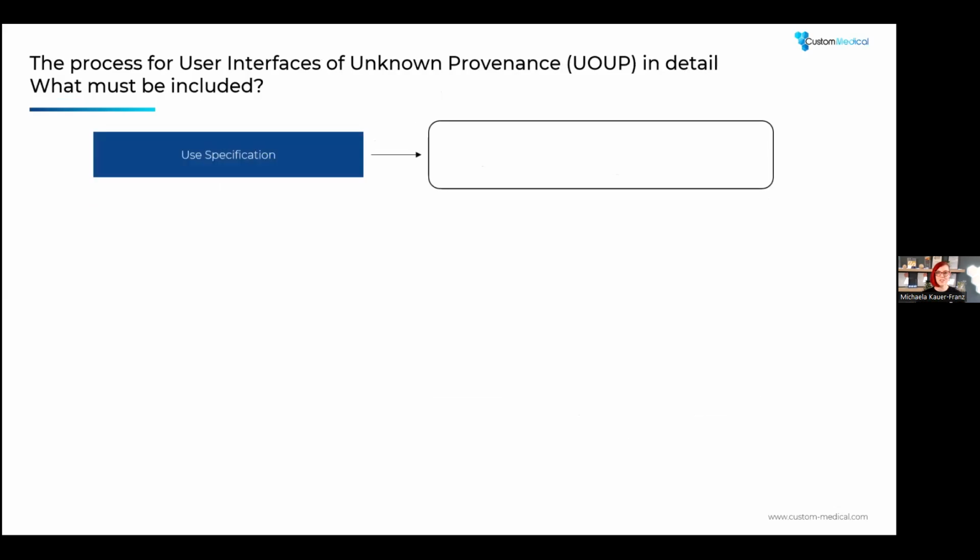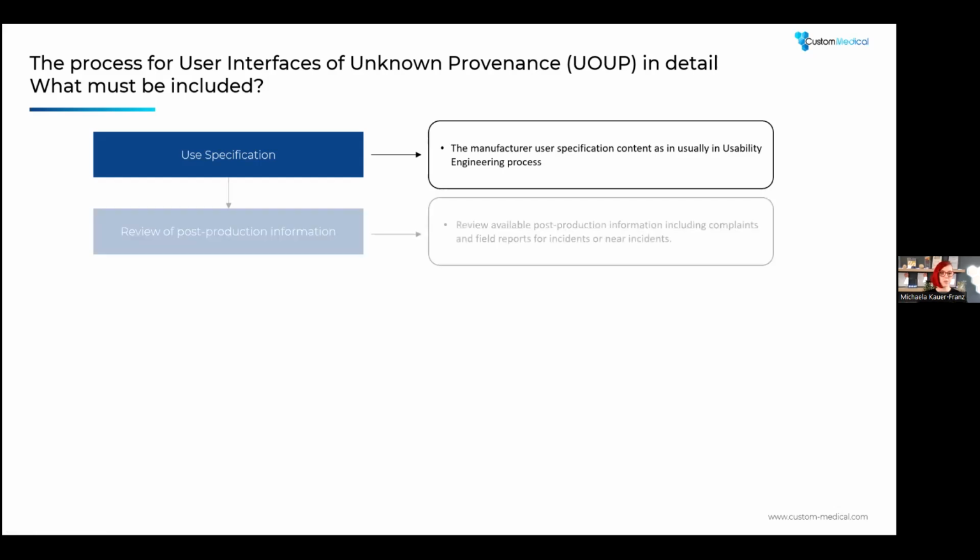One detailed checklist for you to show what documents you have to prepare for the use standard. So we already talked about the use specification. It's the same as for the usual usability engineering process.